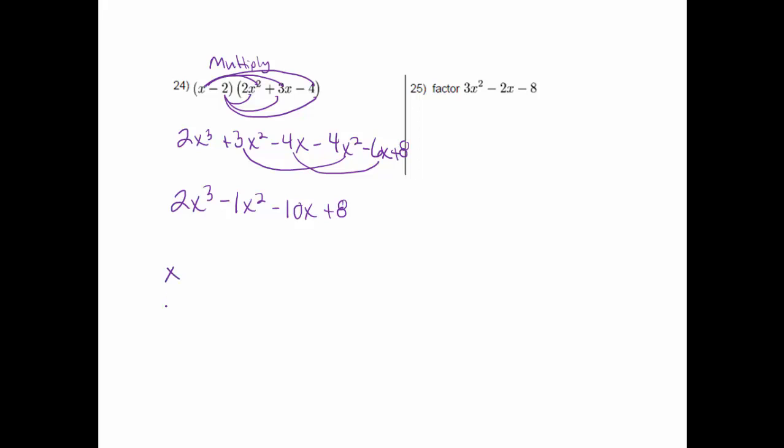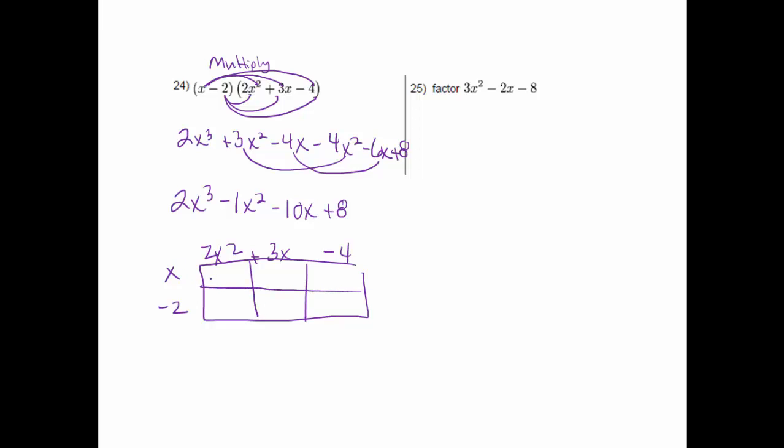Great. Now if you're a box drawer, let me just get you set up. 2x squared plus 3x minus 4. Oh, we just have a bigger box. Okay, and we'll just fill them in. X times 2x squared is 2x to the third. X times 3x is 3x squared. X times negative 4 is negative 4x. Negative 2 times 2x squared is negative 4x squared. Negative 2 times 3x is negative 6x. And negative 2 times negative 4 is positive 8, excuse me. And then we'll combine our like terms, and we will get this exact same answer when we are done.